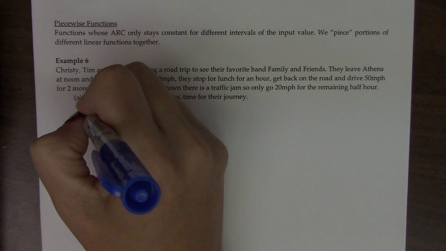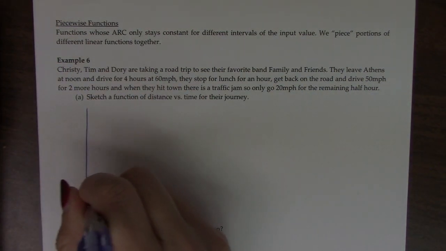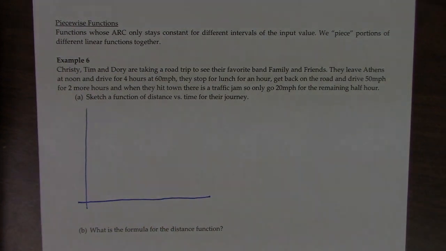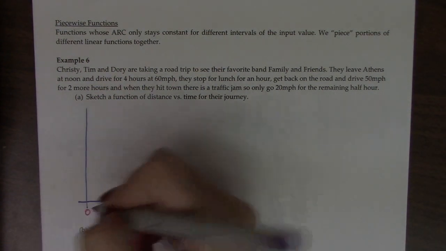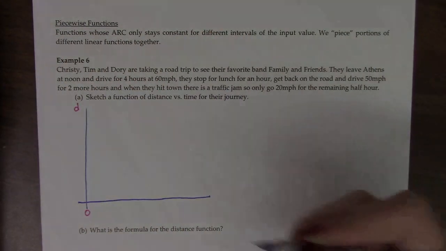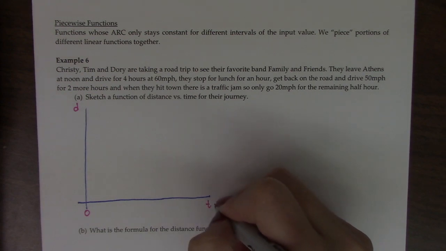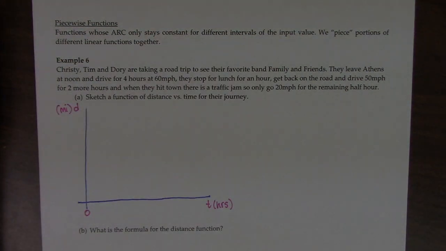So what we want to do here is we know we only need to draw the first quadrant because we're not going to have any negative times. And so when they start their journey at time 0 in Athens, they've traveled 0 miles. So this is going to be the distance we've gone in miles, and this is going to be the time, in hours we've traveled. So let's just look at this one piece at a time.